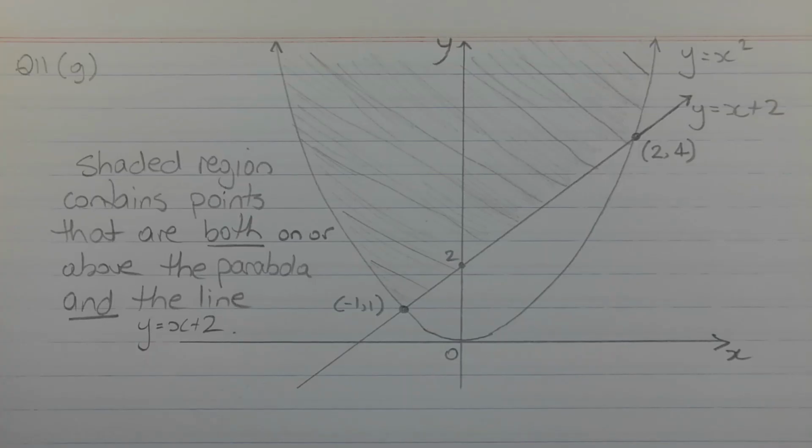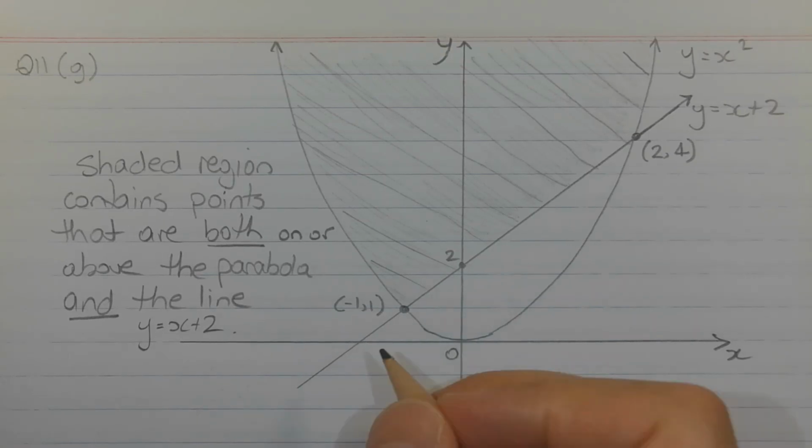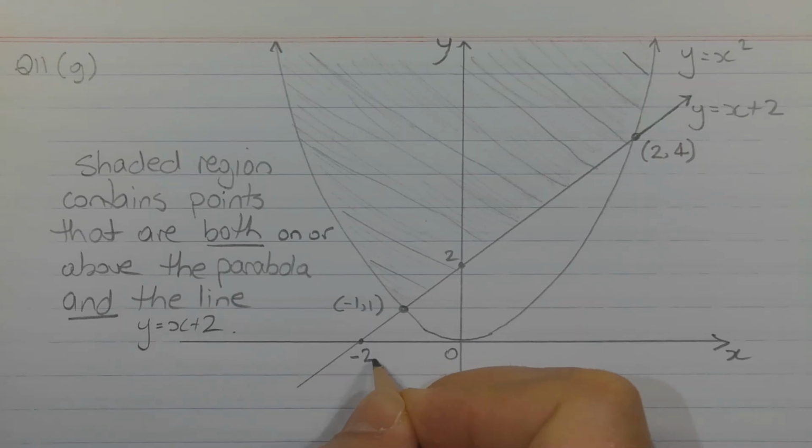The first step is to sketch both graphs on the same set of axes. So here's our parabola y equals x squared, and here's the line y equals x plus 2. Now the parabola y equals x squared has its vertex at 0, 0, in other words the origin, and it's concave up. And the line y equals x plus 2 has a y-intercept of 2 and an x-intercept of -2, which I haven't shown, but I could do that right now. So I'm just going to put -2 there.